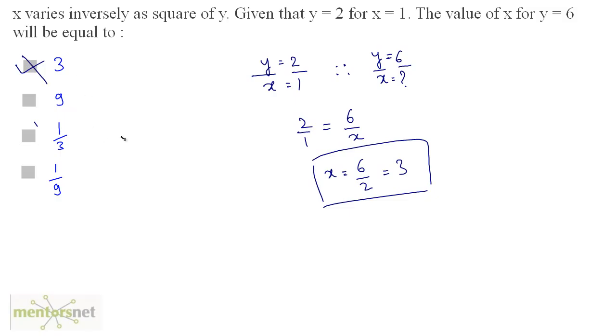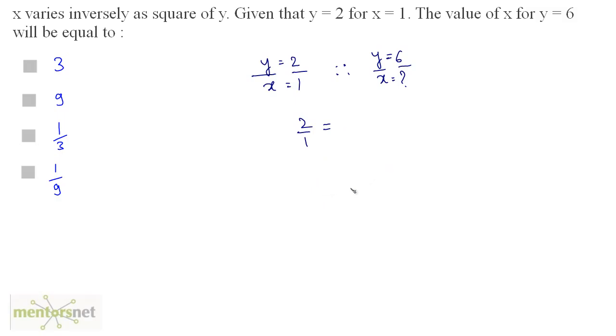But that's not the correct answer. Why you cannot solve this is because x is not directly proportional to y. X is inversely proportional to the square of y. So you cannot solve it traditionally using proportion, right? So let us remove this stuff and solve this question correctly.